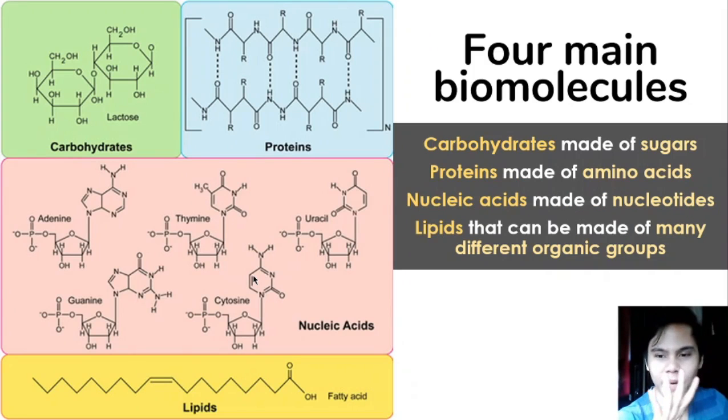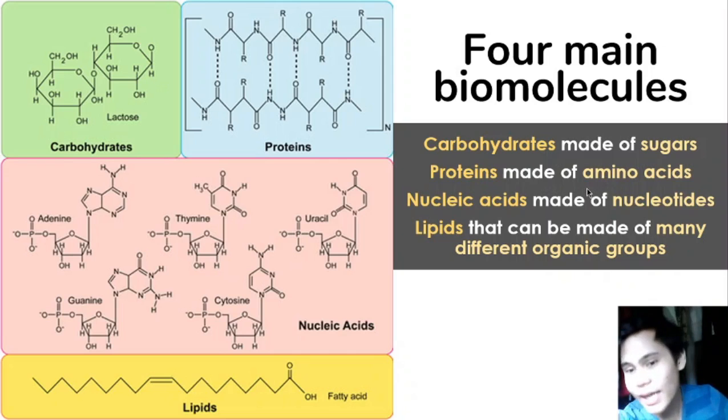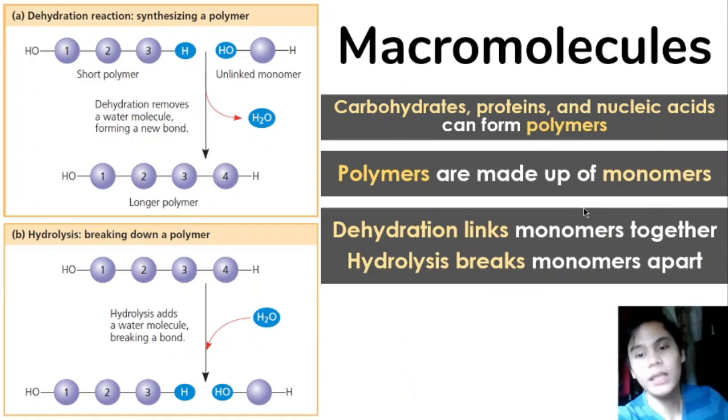So the 4 main biomolecules, we have the carbohydrates, we have the proteins, we have the nucleic acids, and the lipids. So carbohydrates are made of sugars, proteins are made of amino acids, nucleic acids out of nucleotides, and lipids made of many different organic groups. Let's go through each of them one by one, shall we?